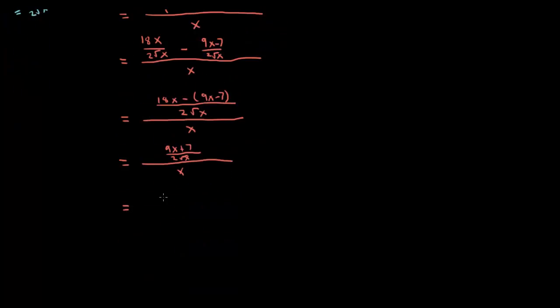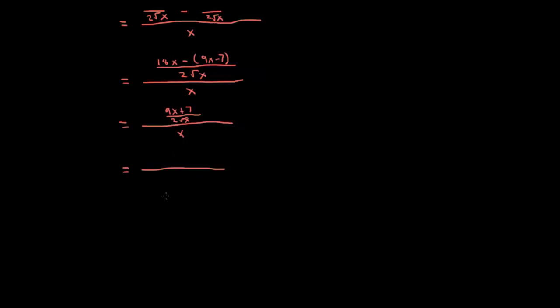Let's see here. We then need to take care of that overall division. So that overall division dictates that we are going to flip the divisor. The divisor is x, so flip it. We'll get 1 over x and multiply. So we're left with 9x plus 7 over 2 square roots of x times x.